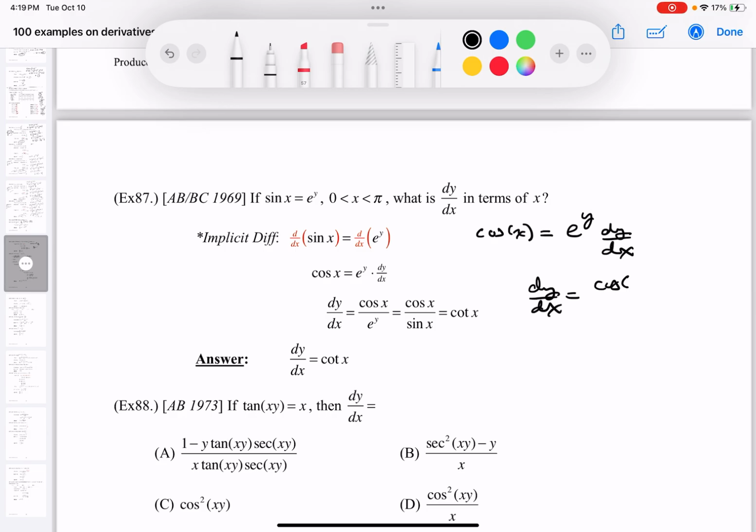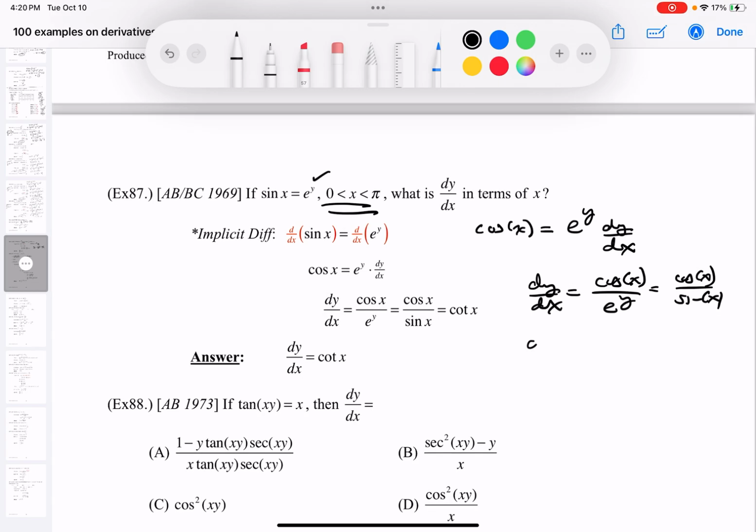And what's it going to be? Cosine of x over e to the y. You should realize that e to the y is just simply sine x, though. Cosine x over sine x. Now I know why there's a restriction over here. If I were to rewrite it that way, dy/dx would be equal to, well, cosine over sine is cotangent of x. All right? That answer is listed right over here. Again, the restriction between 0 and pi is because the cotangent's defined between 0 and pi.